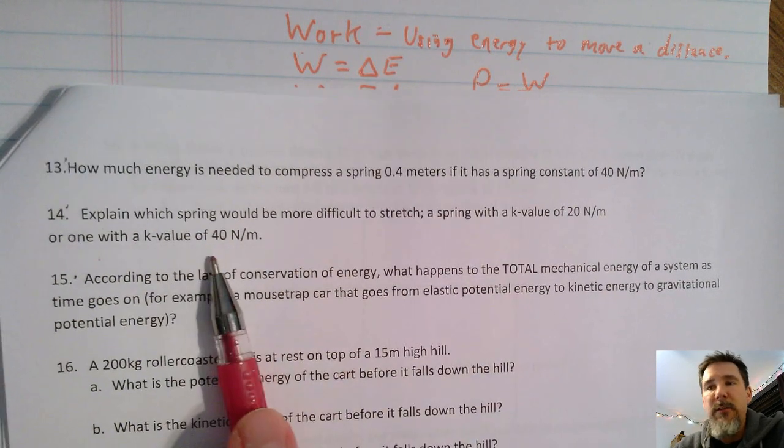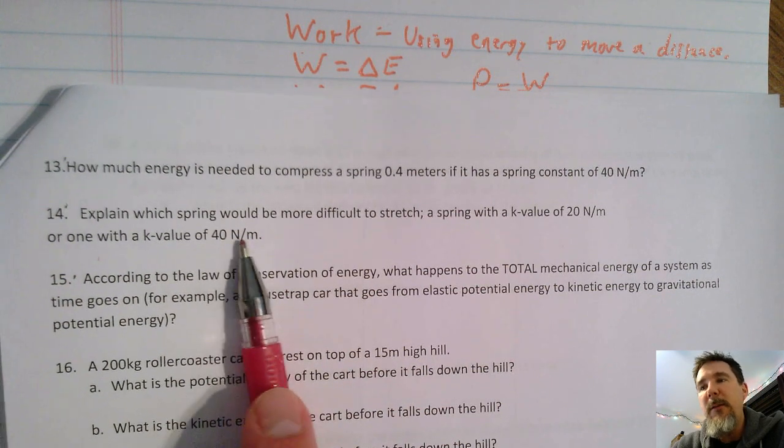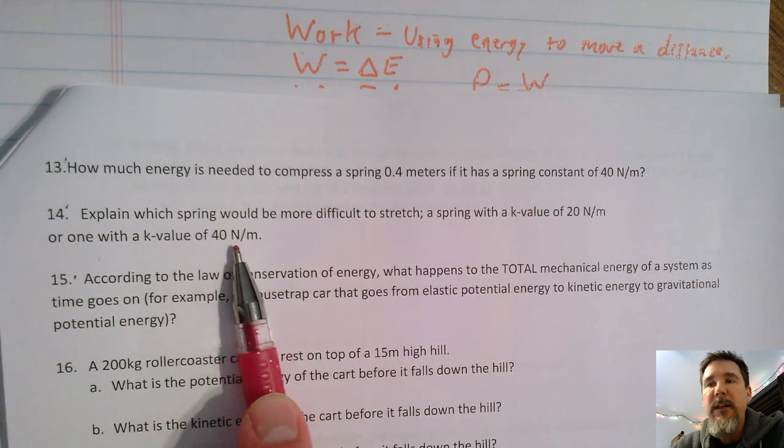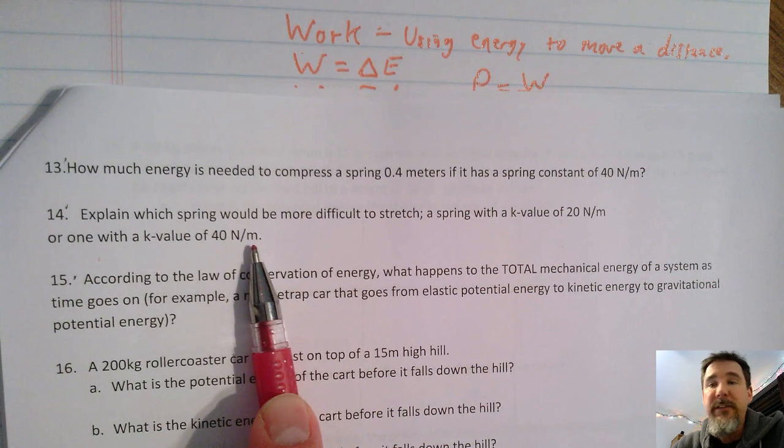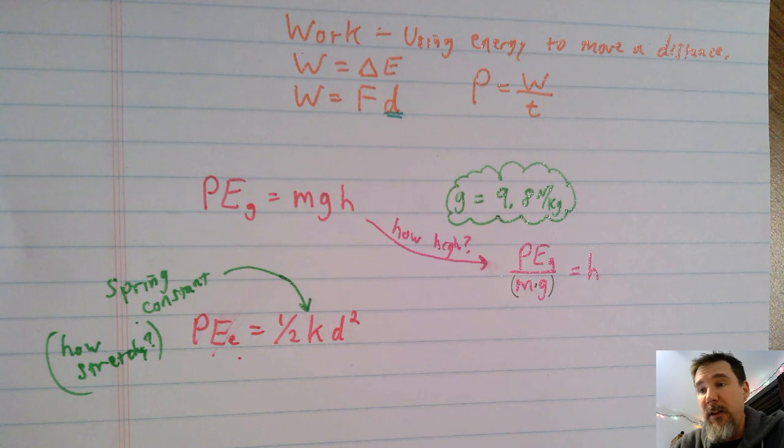It's going to be twice as hard to stretch, because it has twice as big a K value. It's literally how much force does it take to stretch something a meter or compress it a meter. So that's what K value is all about.